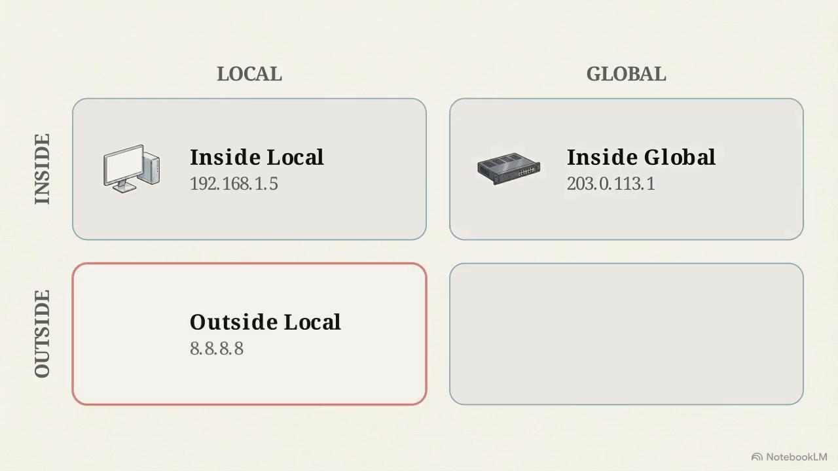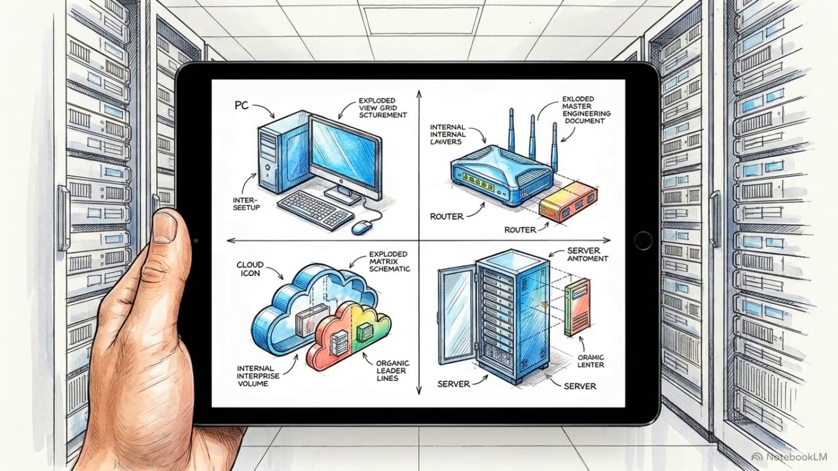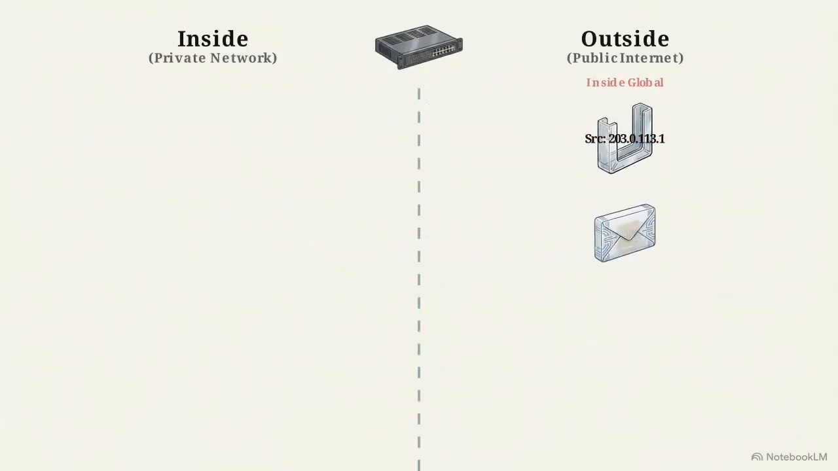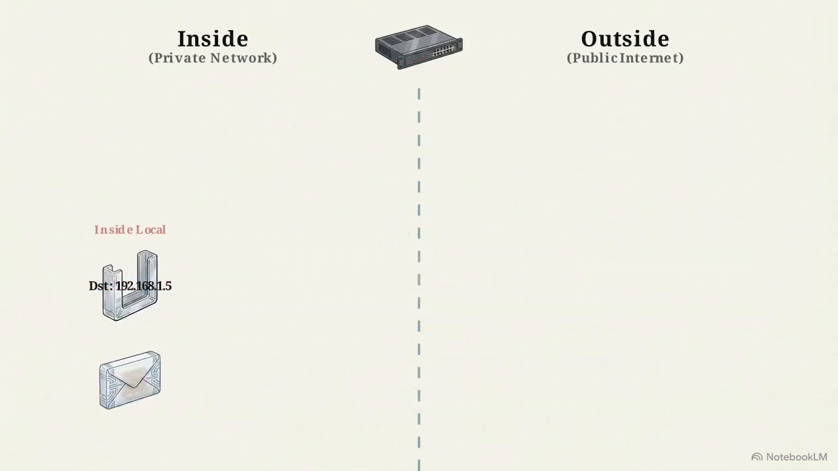The outside local address describes the IP of an external server, exactly as it is perceived by the machine sitting on your internal network. Finally, the outside global address is the actual physical IP, permanently assigned to that target server out on the public internet. These 4 quadrants dictate the router's entire spatial awareness. If an engineer understands where an IP falls in this matrix, they know exactly how the source and destination headers must be rewritten in both directions.